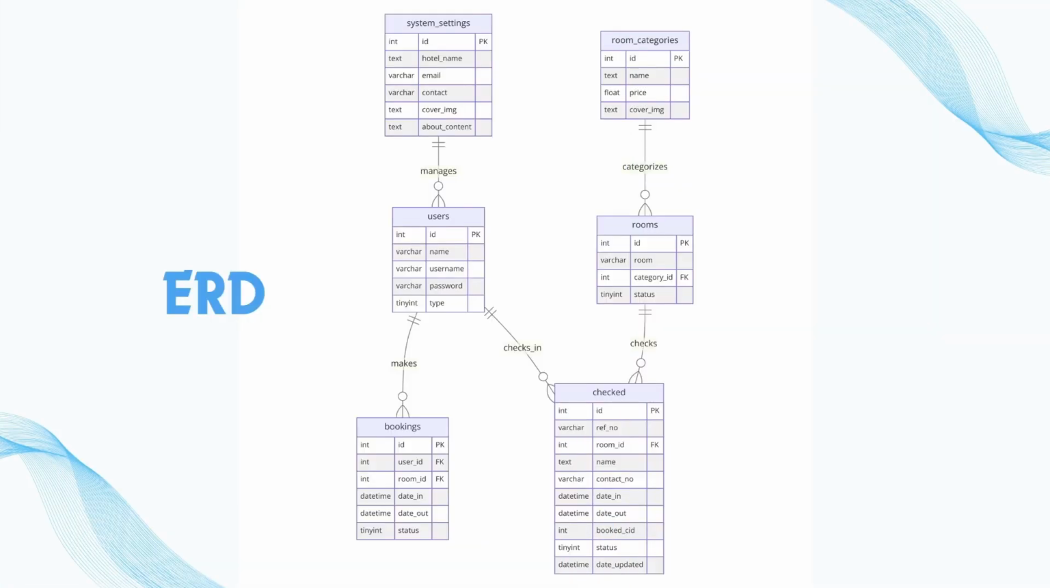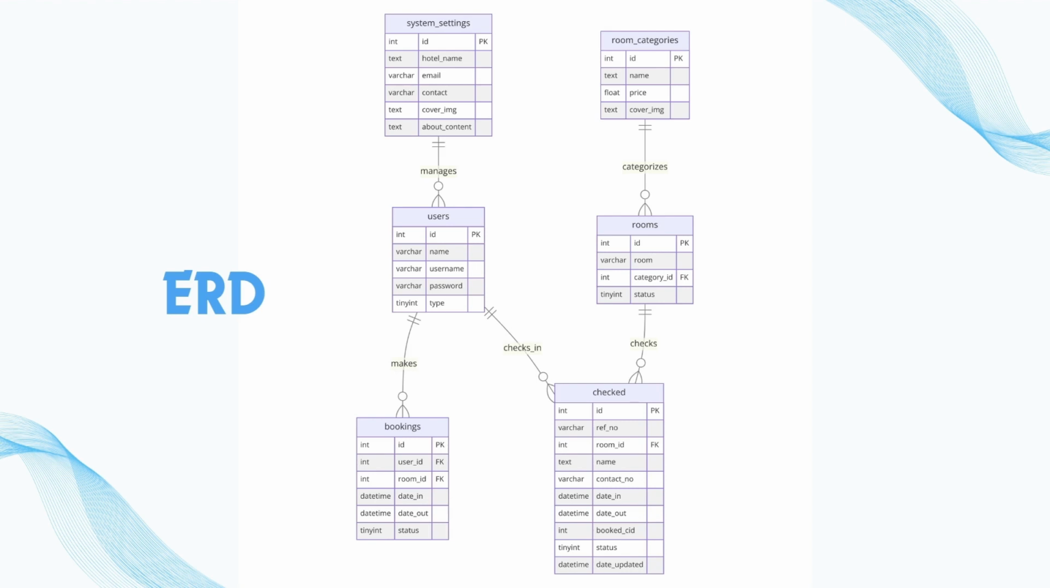Here is the entity relationship diagram, which is ERD, for our hotel booking management system. This diagram shows the relationships between different entities in our database. System settings contains details about the hotel such as name, email, contact, and about content. Users manages the user information including name, username, password, and type.